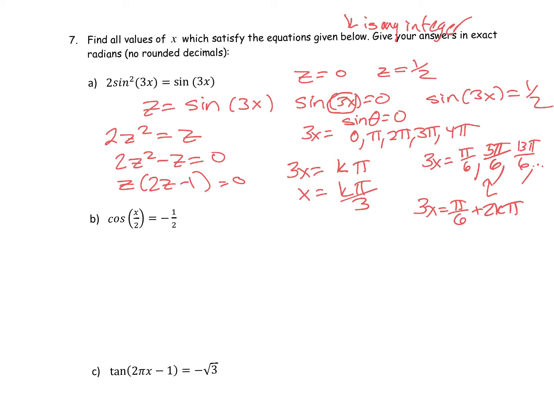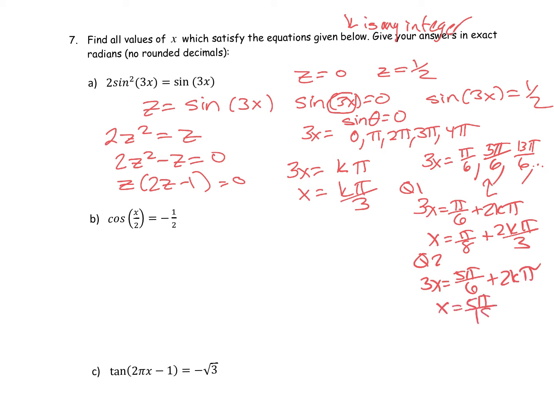And then I just need to divide by 3. Make sure to divide every term by 3. And let's do the same for quadrant 2. So I would say 3x equals 5 pi over 6 plus 2k pi, every time I go around the circle. And then just divide by 3. So 5 pi over 18 plus 2k pi over 3.